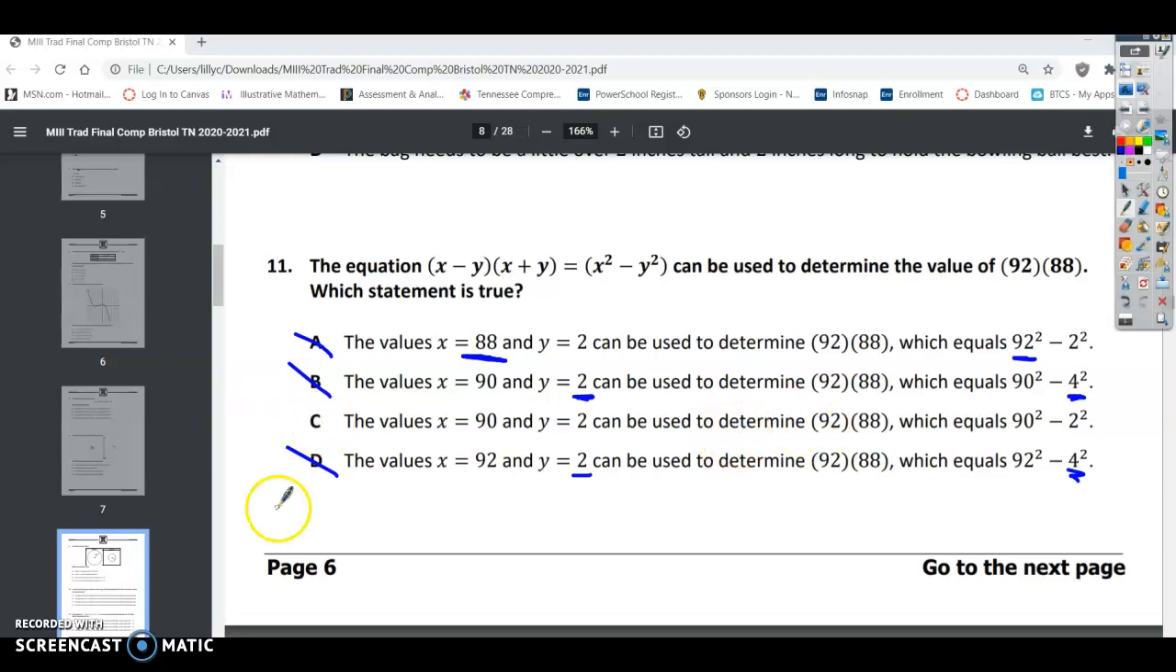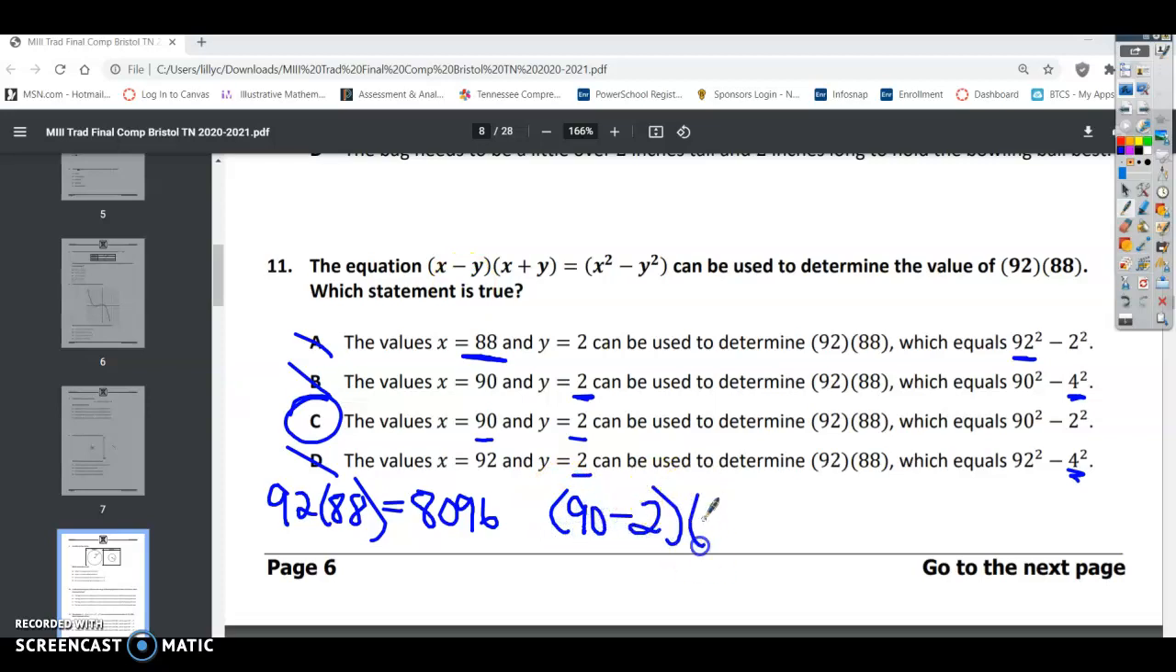So I've got 92 times 88, and 92 times 88 equals 8,096. All right, so if I'm going with answer C, I'm going to say that the value of x is 90 and y is 2. So I'm going to plug it into this formula up here. So I'm going to say (90 − 2)(90 + 2).